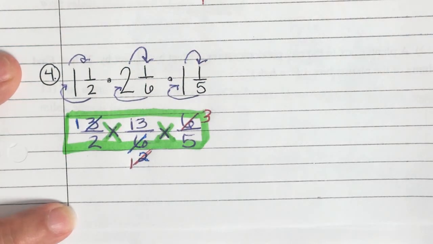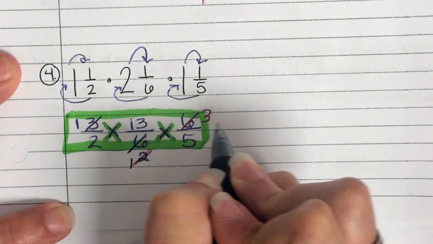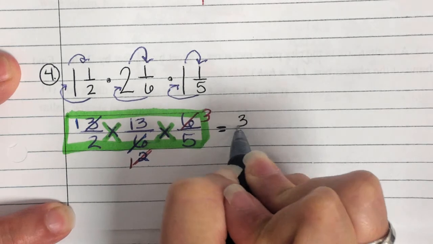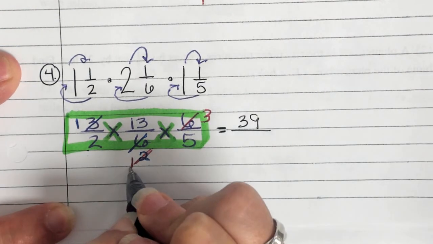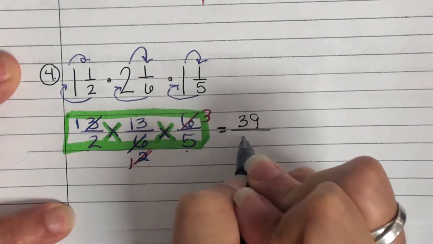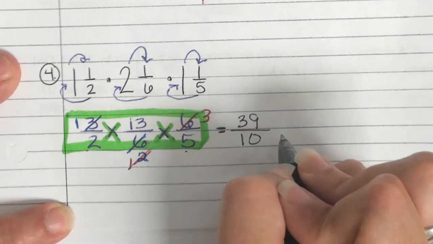Anything else? No. So now I'm going to multiply just straight across. Even though it's 3 numbers, some of them are 1s. 1 times 13 is 13. Times 3, 39. 2 times 1 is 2. Times 5 is 10. So you could have done 6 and 6. It would have been faster.